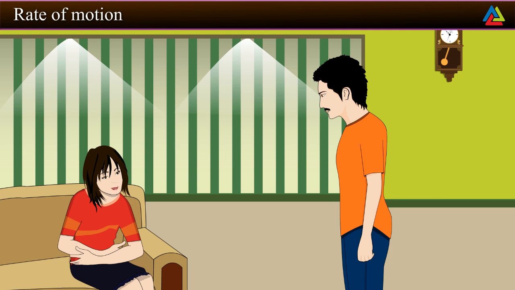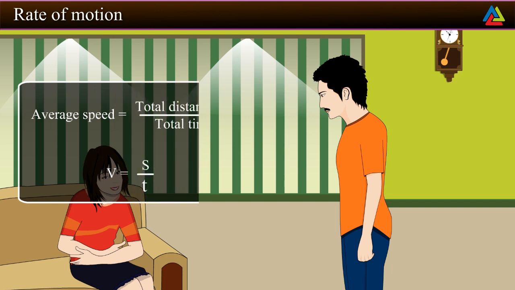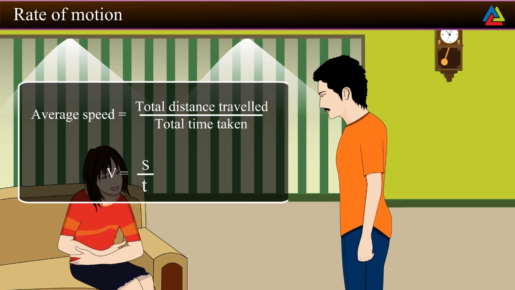But Dad, how to find rate of motion for non-uniform motion? We find average speed of an object for such motion. The average speed of an object is obtained by dividing the total distance travelled by the total time taken. If an object travels a distance s in time t, then its speed v is given by s upon t.